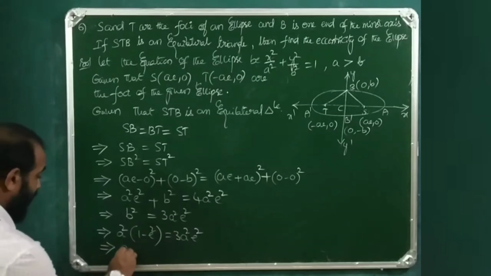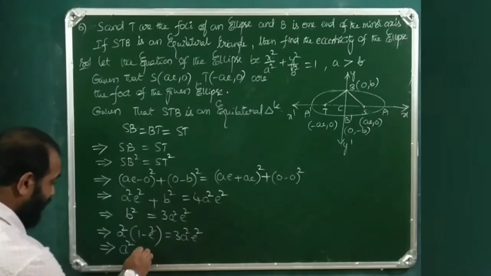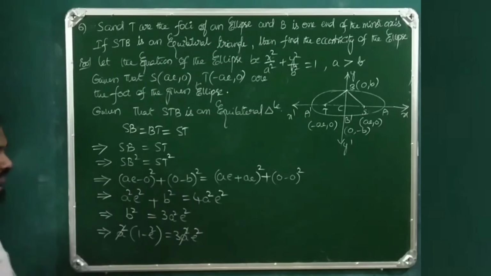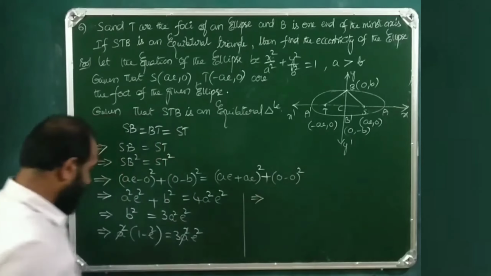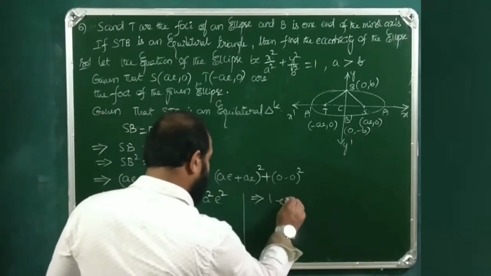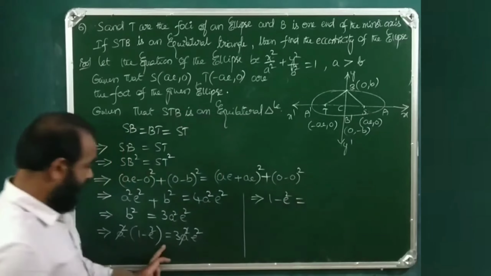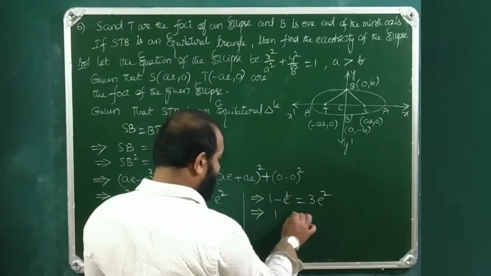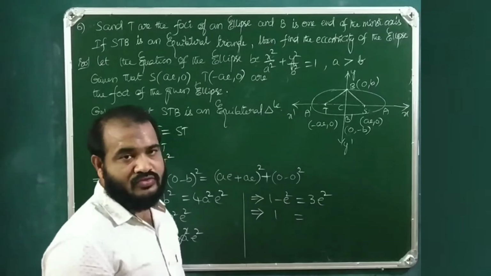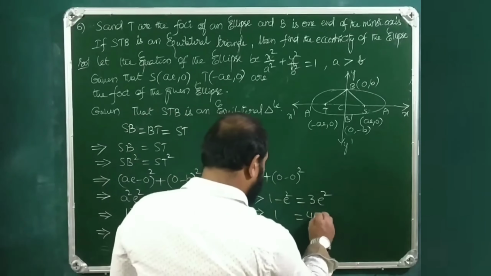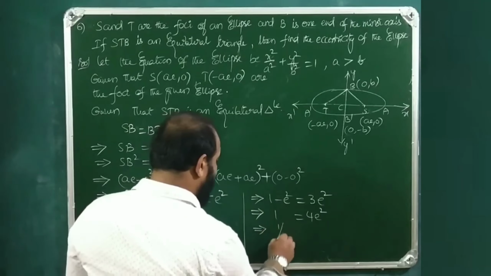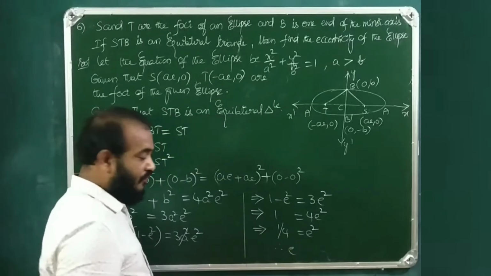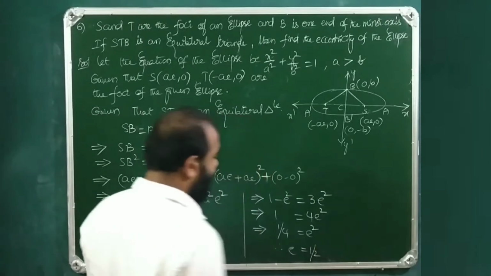So A square gets cancelled. This implies 1 minus E square is equal to 3E square. From this, 1 is equal to, this minus E square when transposed onto the other side, 4E square. So 1 by 4 equals E square. Therefore, E square equals 1 by 4, where E is equal to 1 by 2, is the eccentricity of the ellipse.